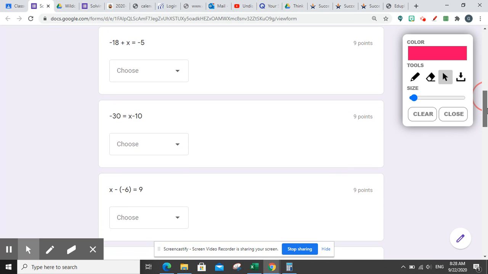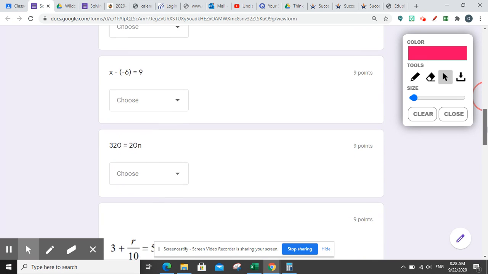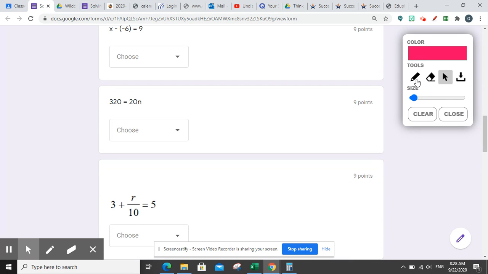Okay. Let's try this one here. This is also one step, okay, but it's a little bit different from the addition and subtraction. So here we have 320 equals 20n. Well, clearly we have the 20 that's attached to the n. Remember that we need to understand that between there is an imaginary dot. It means multiplication. So what is the inverse of multiplication? Right, division. So I'm going to divide by 20.